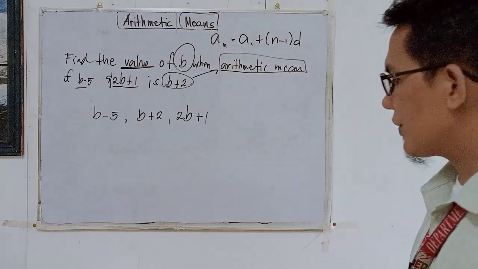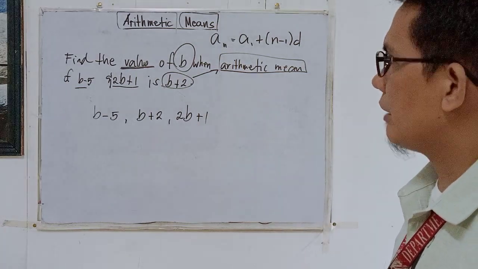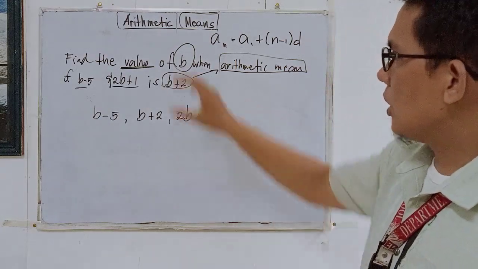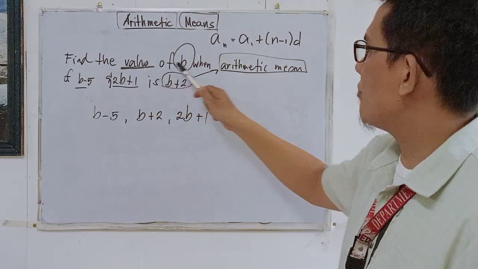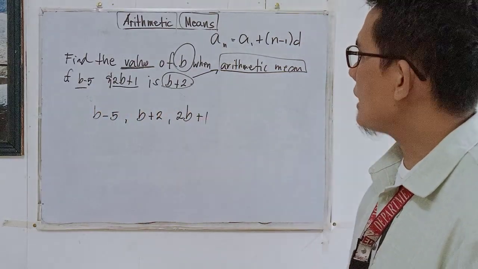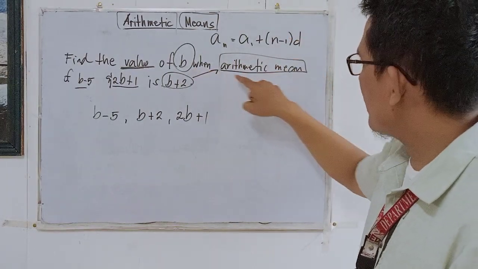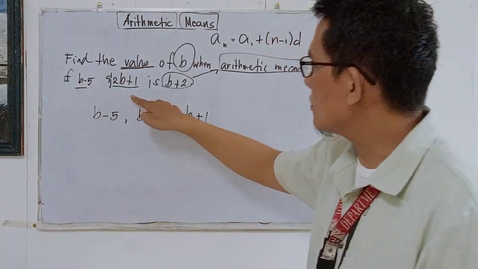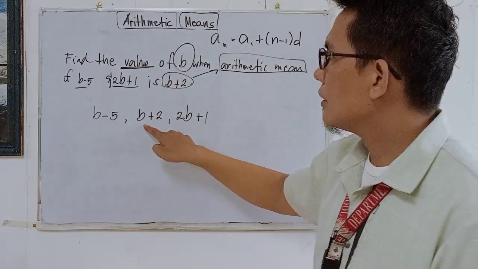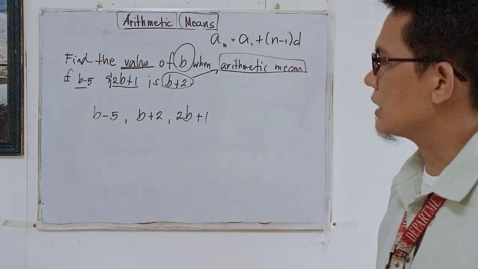Okay, the first method is, let's go back first. It might be that you are confused. How did we arrive at this sequence? Let us go to our problem. Find the value of b when arithmetic mean of b minus 5 and 2b plus 1 is b plus 2. As I have mentioned, the arithmetic mean is already given. When arithmetic mean of these two terms is b plus 2, therefore, our b plus 2 is our middle term. Our b minus 5 is our first term and our 2b plus 1 is our last term.